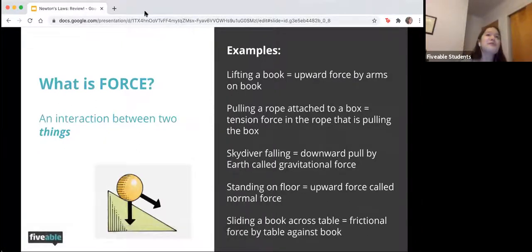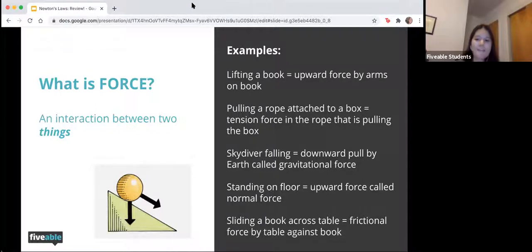Before we can talk about Newton's laws, before we can talk about forces, this unit is really, really heavy on forces. I have my notes here from last year that I'm referencing as we go through. So first, a little beginner question: what is a force? In its simplest terms, I would say an interaction between two things. We can go further and say it's a push or a pull. At its core, force is really just an interaction between two things.